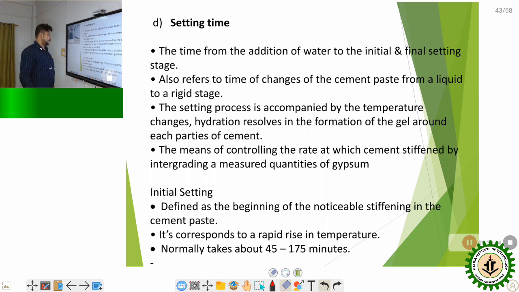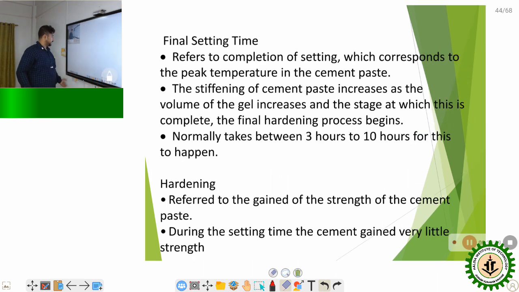Initial setting time is defined as the beginning of noticeable stiffening in the cement paste. It corresponds to a rapid rise of temperature. Normally it takes 45 to 175 minutes, depending on the type of cement, but for OPC it is normally 30 minutes. Final setting corresponds to the peak temperature of the cement. The stiffening of the cement paste increases as the volume of gel increases, until the final hardening of the cement. Normally, it takes 3 to 10 hours for this to happen.